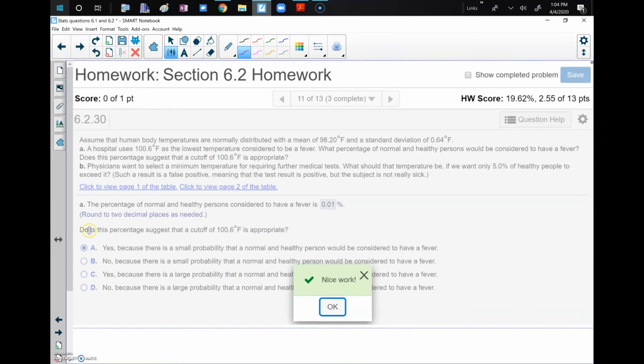Now the second question is, does this percentage suggest that a cutoff of 100.6 is appropriate? Well, yes it is, because the whole point is we want for someone to have a fever to be considered an exceptional case, right? In other words, a very small percentage of people would fall into this fever category. So 0.01% is a very small percentage, right? So we would consider that to be a good cutoff to determine whether someone is normal and healthy versus they have a fever.